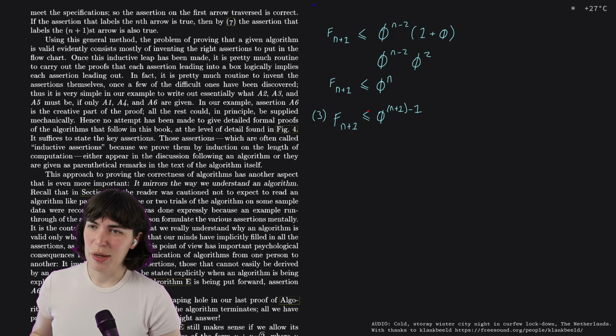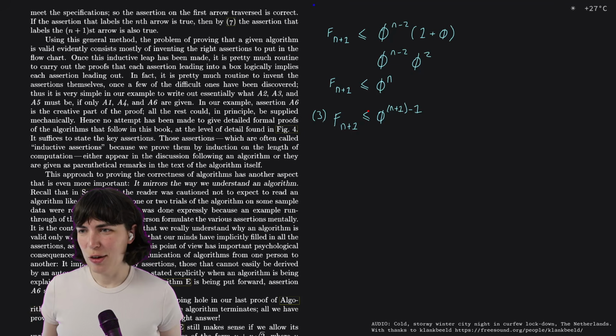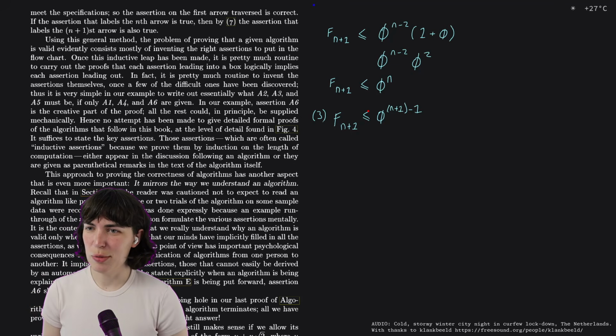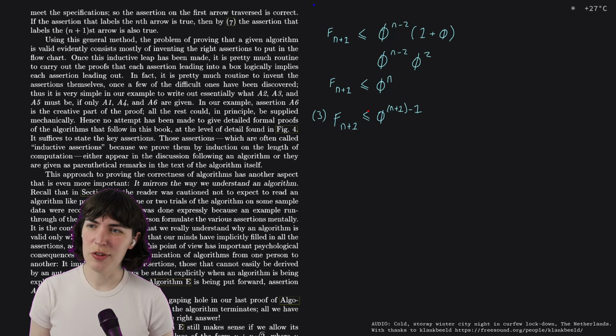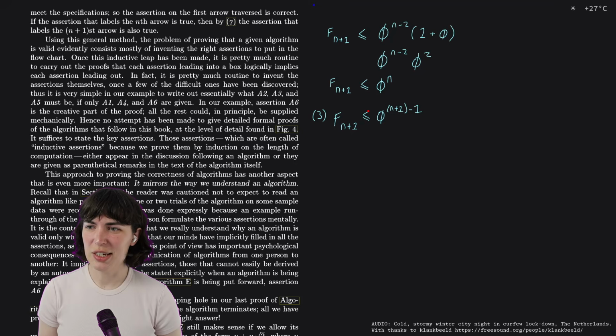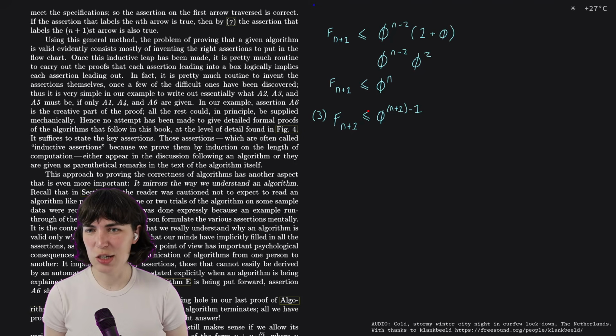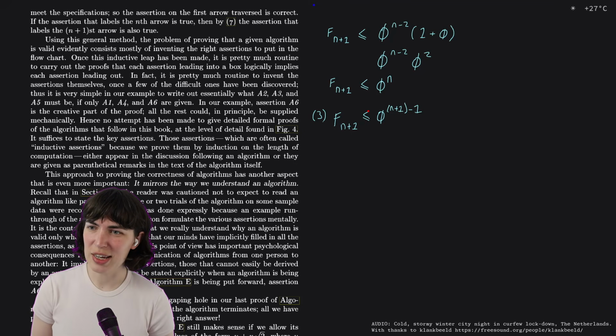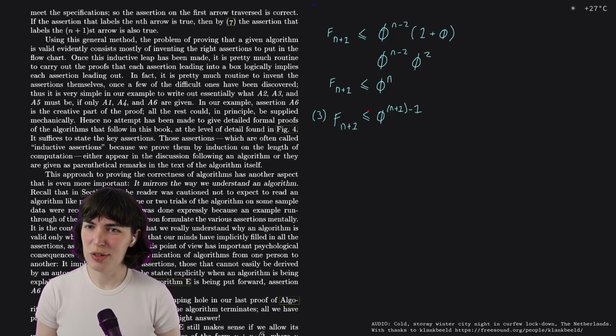Using this general method, the problem of proving that a given algorithm is valid evidently consists mostly of inventing the right assertions to put in the flowchart. Once this inductive leap has been made, it is pretty much routine to carry out the proofs that each assertion leading into a box logically implies each assertion leading out. In fact, it is pretty much routine to invent the assertions themselves, once a few of the difficult ones have been discovered. Thus, it is very simple in our example to write out essentially what A2, A3, and A5 must be, if only A1, A4, and A6 are given.